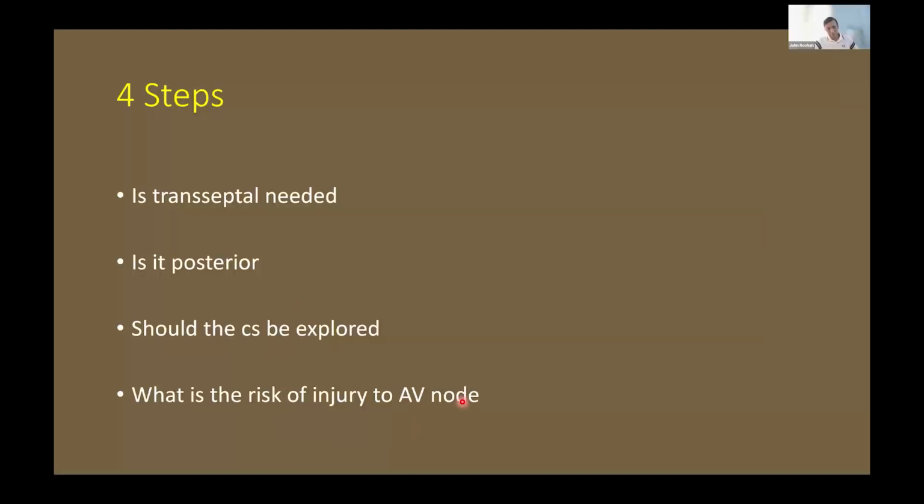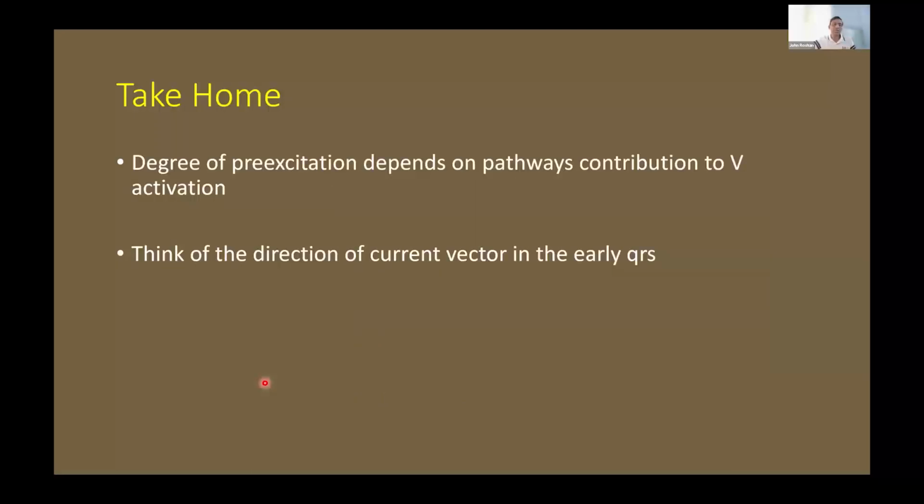And the septal pathways where you have a transition V1 to V2 with the other features that we discussed would make you think that there may be a risk for damage to the AV node. So essentially, remember that the degree of pre-excitation depends on how much of the pathway is contributing to it. So you cannot really put all your bets on that, and always think of the direction of the current vector in the early QRS towards making your diagnosis. Thank you.